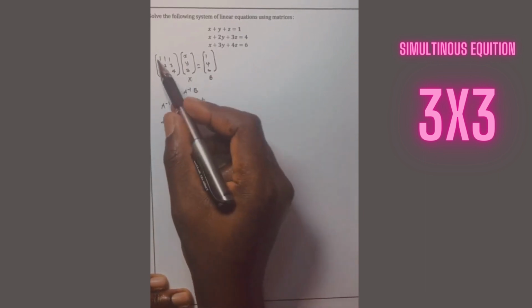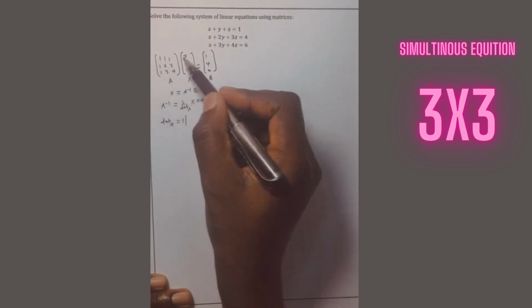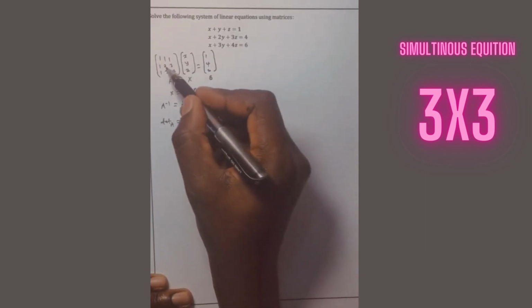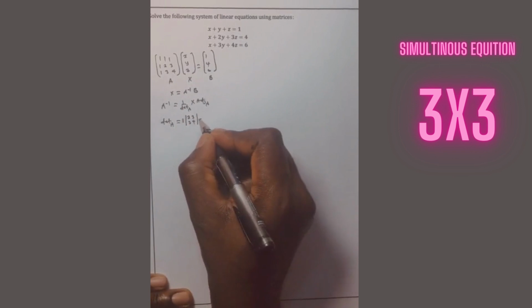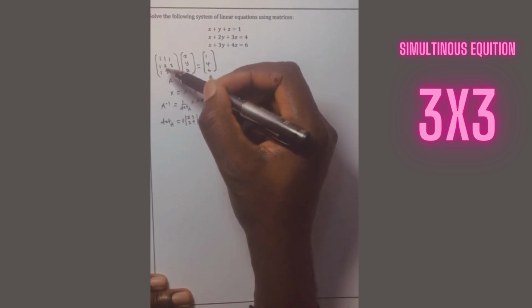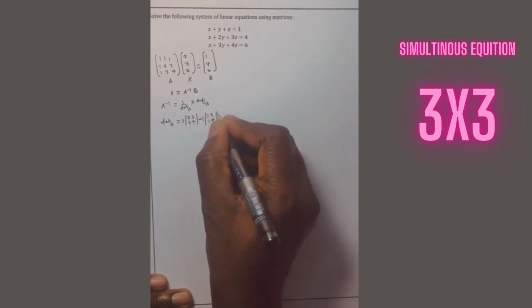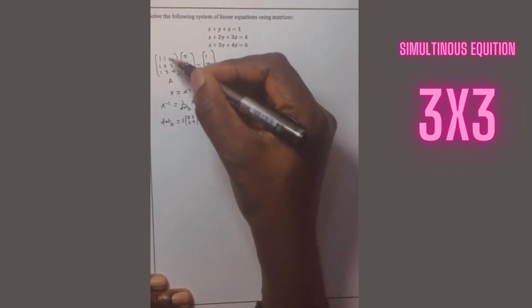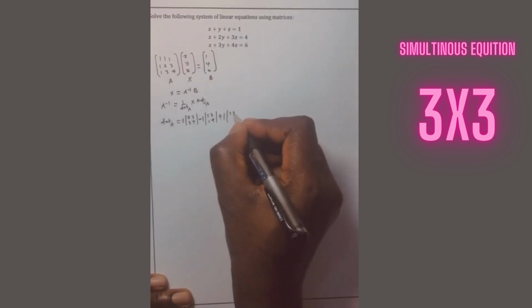you're going to have 1. When you cover the row and the column for 1, you're left with 2, 3, 3, 4. Minus 1 there. If you cover the row and the column of that one, you're left with 1, 3, 1, 4. Plus this one here. If you cover its row and column, you're left with 1, 2, 1, 3.